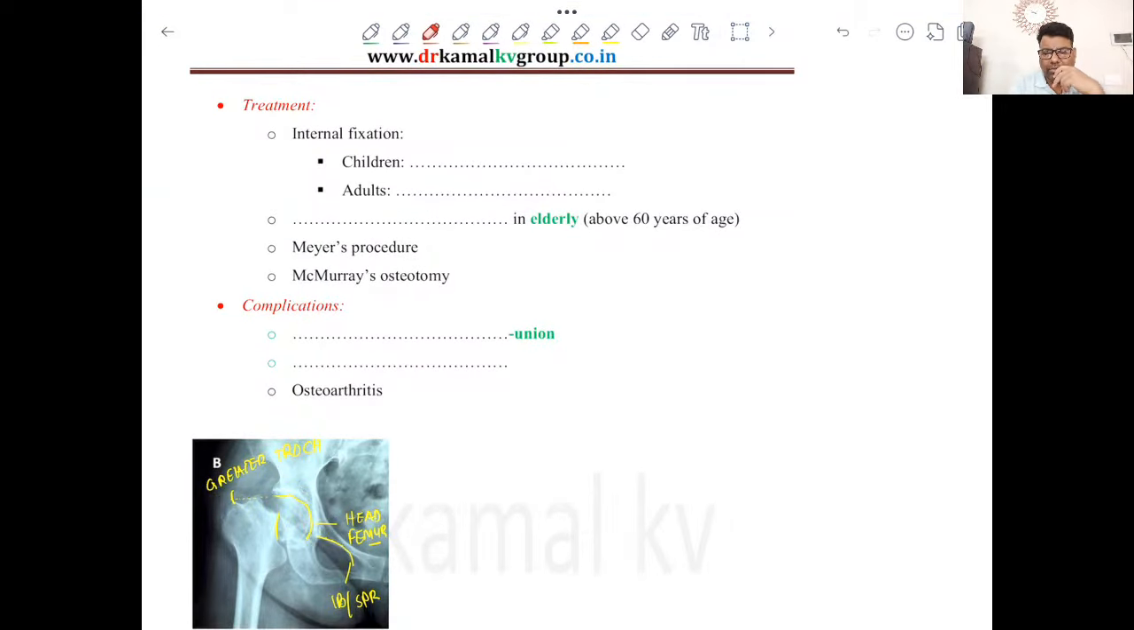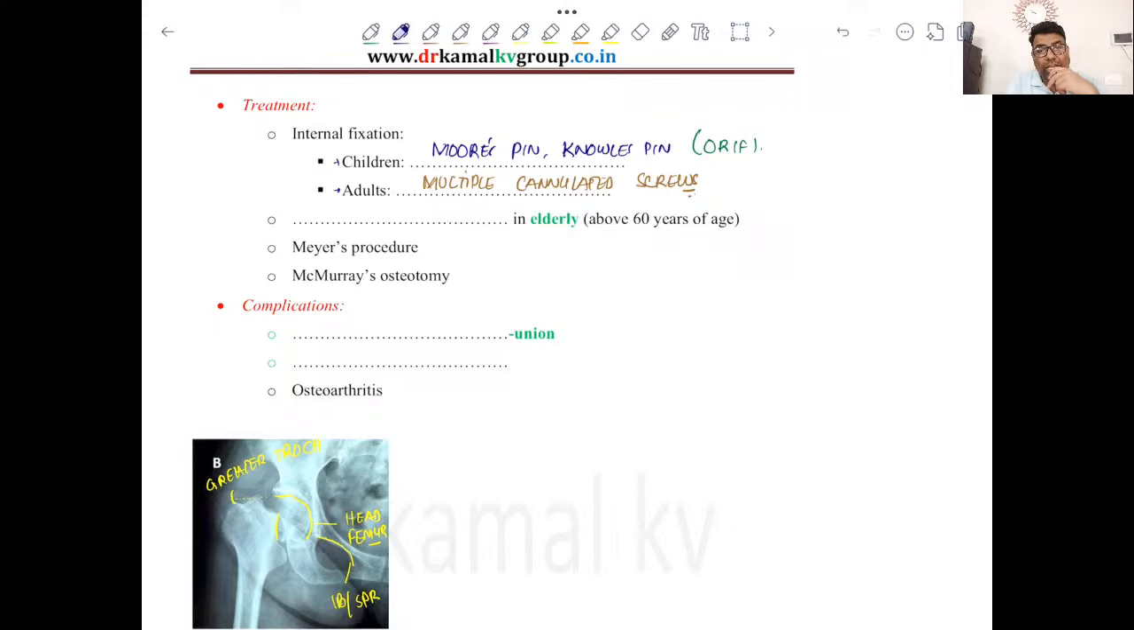In children we can use Moore's pin, right? So this is again ORIF, or Knowles pin. So this is again open reduction, internal fixation. In adults we have to do ORIF, and here we can use multiple cannulated screws, right? Cortical cannulated screws. So this is in children and in adults.